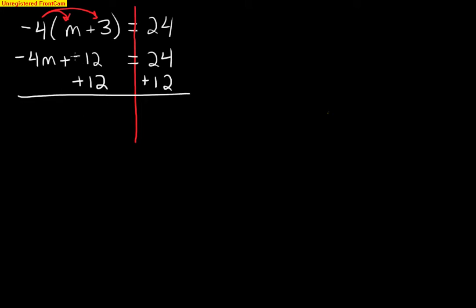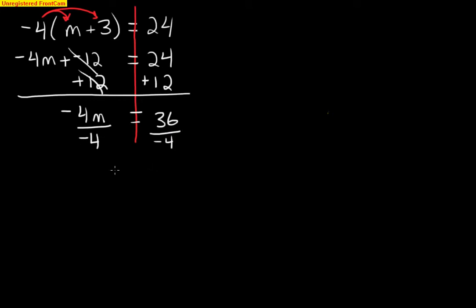These now are going to cancel out, and that leaves you just with a negative 4m. If we add those up, we get 36. They're both positive. Now we're down to a one-step equation, and it's negative 4 times m. So the opposite would be to divide, and again by a negative 4.